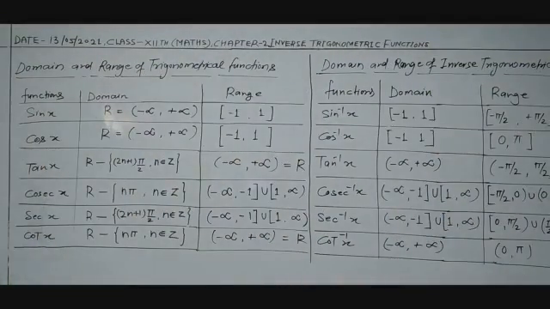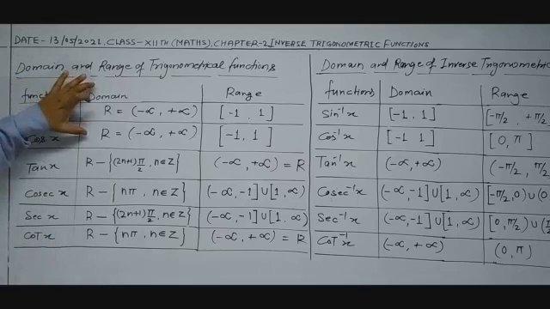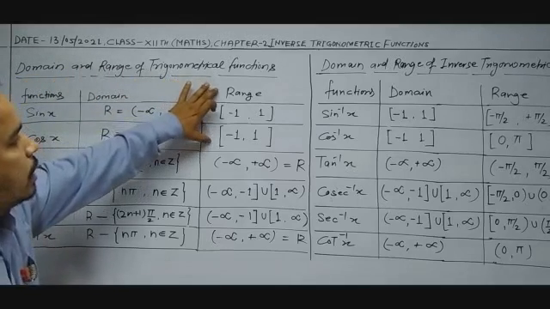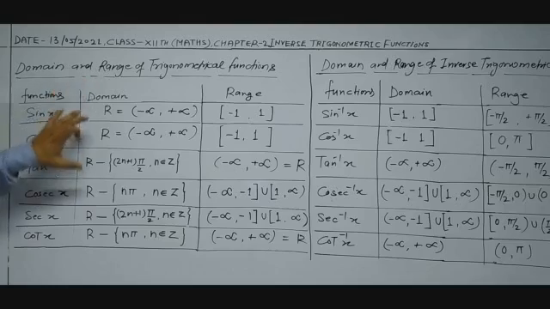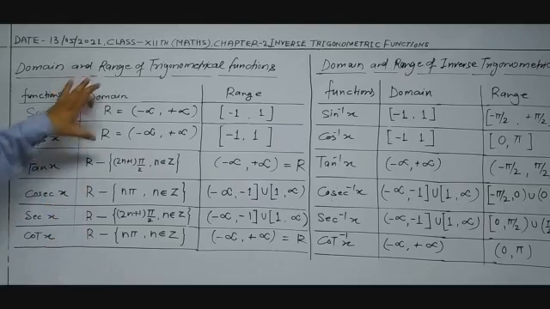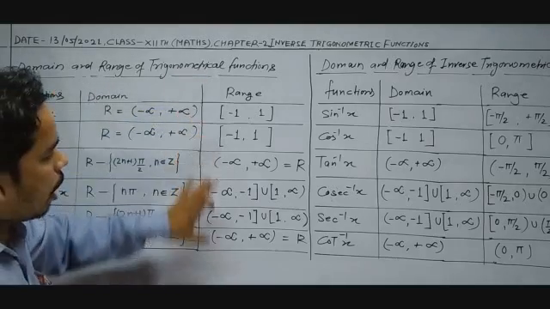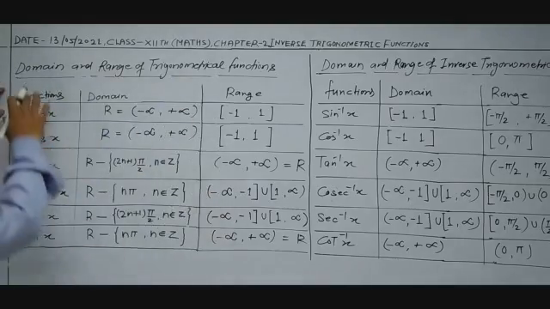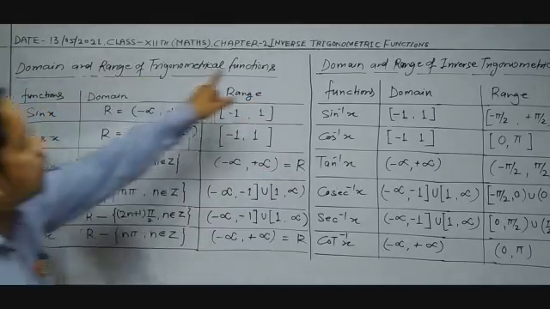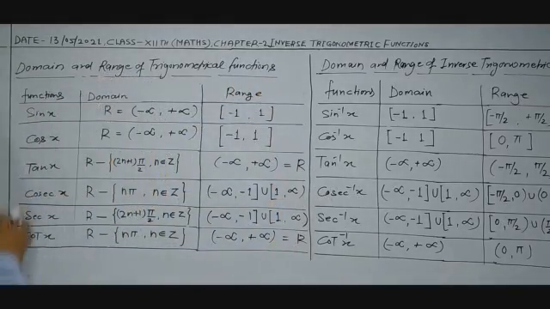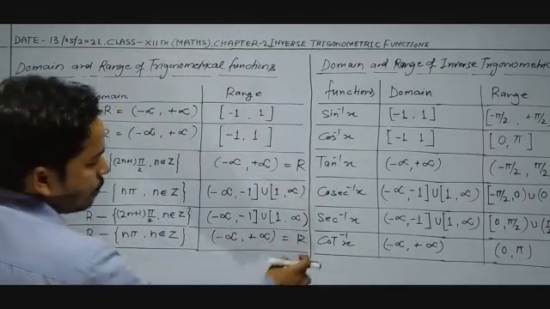So student, this is the domain and range. Range is the output possible values and domain is all possible input values. This is the input values, this is the output values. So this is the domain and range of trigonometric functions.